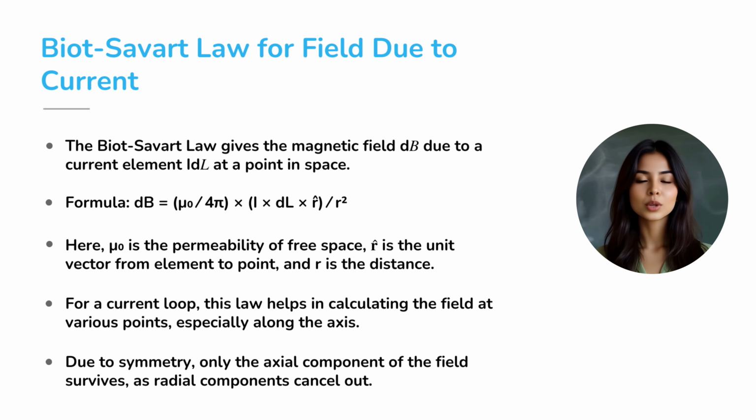Now here's the important part. When we apply this law to a circular loop, symmetry saves the day. All the radial components of the magnetic field cancel out, and only the axial component survives. That's what we'll calculate next.